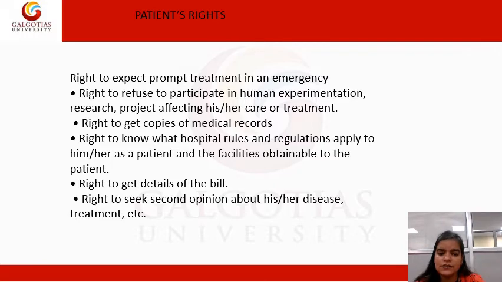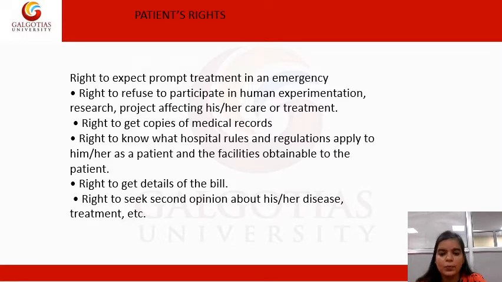Right to get details of the bill. Whatever amount you are paying for your medication, for your treatment, for your pharmacy, for your sample collection, everything, it is your right to ask for a bill. We don't have to feel shy or wonder whether it is right to ask or not. No, it's 100% a right of a patient to ask what kind of bill they are charging. They have to provide it, because it comes under patient rights.